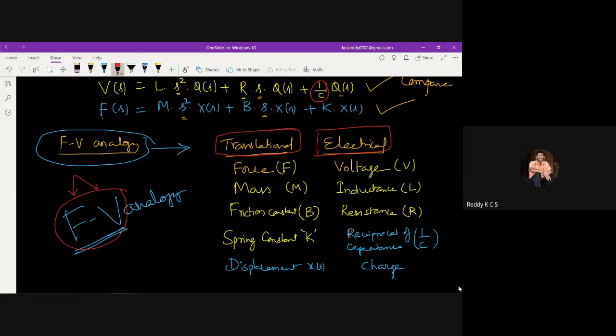So while writing the mechanical system's equivalent analogous systems, we need to know the equivalent terms in the case of the FV analogy as well as the FI analogy. So with this, I can stop here.